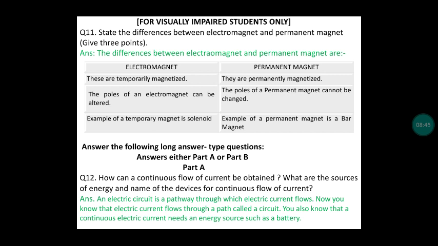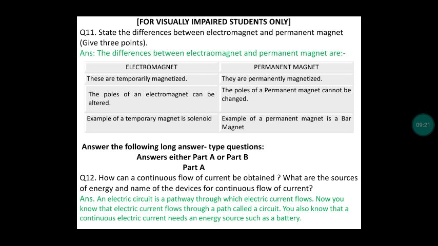Next question, state the difference between electromagnet and permanent magnet with 3 points. The differences are: electromagnets are temporarily magnetized, and permanent magnets are permanently magnetized. In an electromagnet, the poles can be altered, but in a permanent magnet, the poles cannot be changed. Some examples: an electromagnet is a solenoid, and a permanent magnet is a bar magnet.